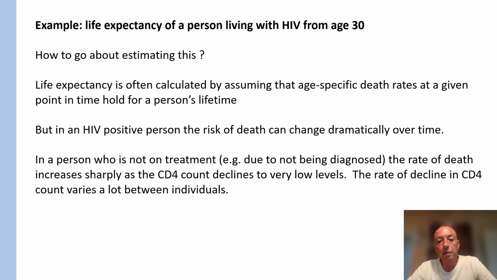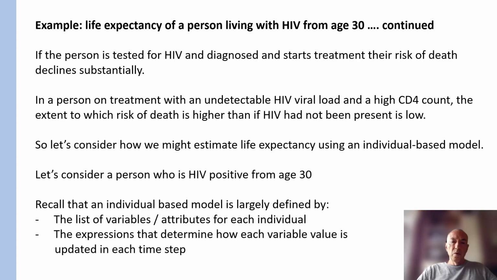In a person who is not on treatment, either because they're not diagnosed or just not on treatment, the rate of death increases sharply as the CD4 count declines to very low levels. The rate of decline in CD4 count varies a lot between individuals. So if the person is tested for HIV and diagnosed and starts treatment, the risk of death declines substantially. In a person on treatment with an undetectable HIV viral load in their blood and a high CD4 count, the extent to which the risk of death is higher than if HIV had not been present is low.